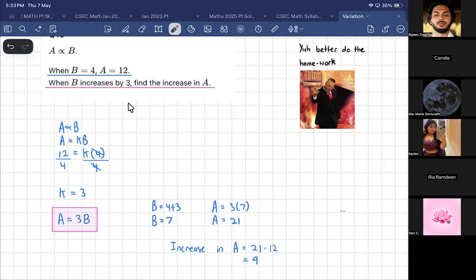Yes, because I did get that part of the question, and I didn't do the second part of the question because I thought it was hard. No, it wasn't hard.